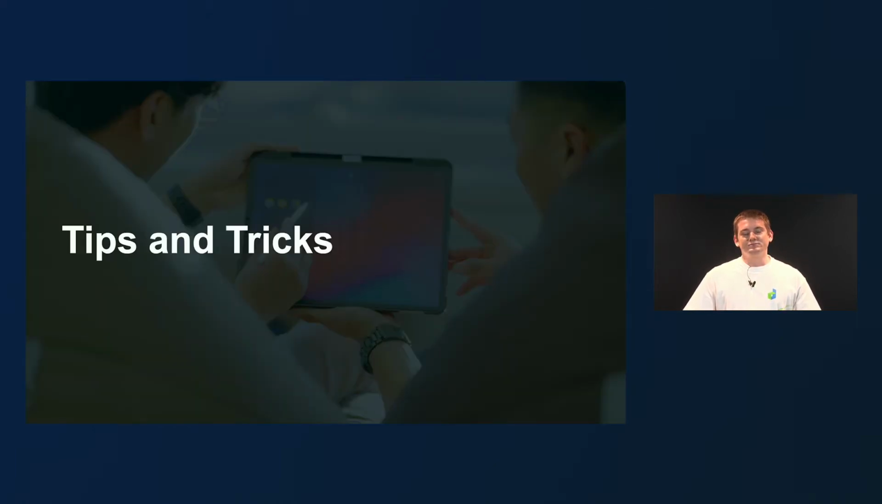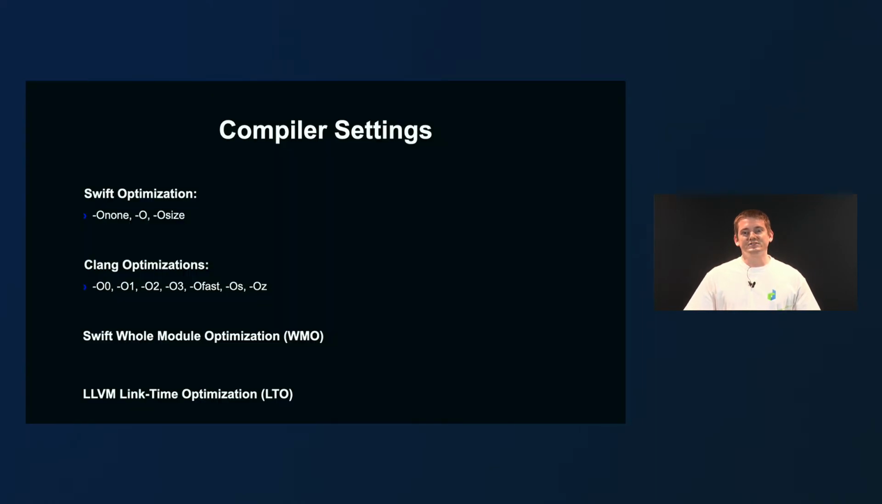Now that we've gone over some tips, some ways of measuring, we're going to go over some tips and tricks to make things faster. This is probably what you really came for. First off, we've got compiler settings. Swift has 3 optimization modes: O none, O, and O size.